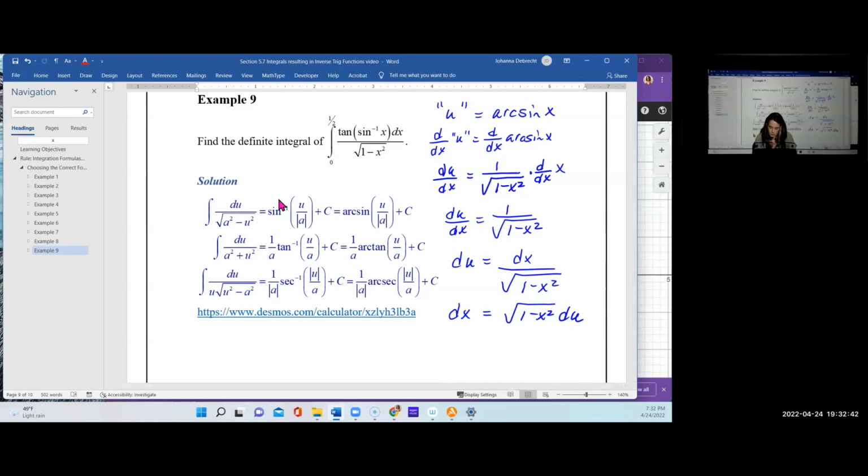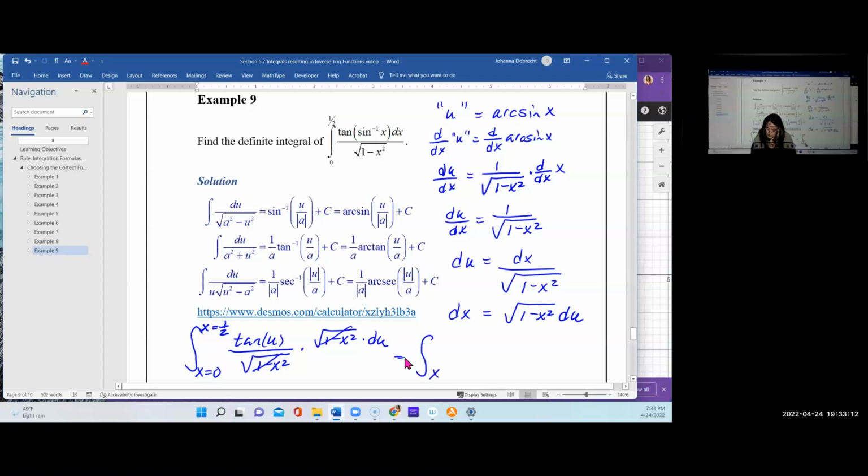Now we're going to figure out what those limits of integration change to. But first, let's rewrite what we have so far. We have not changed the limits of integration, so they are still x values from 0 to 1/2. We have the tangent of u divided by the radical 1 minus x squared, then replacing dx with the radical 1 minus x squared times du. The radicals cancel, and we end up with the integral from x equals 0 to x equals 1/2 of tangent of u du. Everything is in terms of u except the limits of integration.